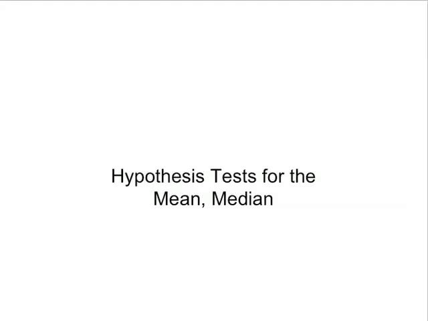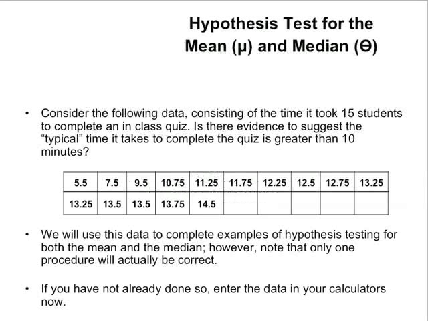Let's take a look now at a hypothesis test specifically for the mean and the median. Now, consider the following data, which consists of the time it took 15 students to complete an in-class quiz. There is evidence to suggest that the typical time it takes to complete the quiz is greater than, that's kind of important, greater than 10 minutes.